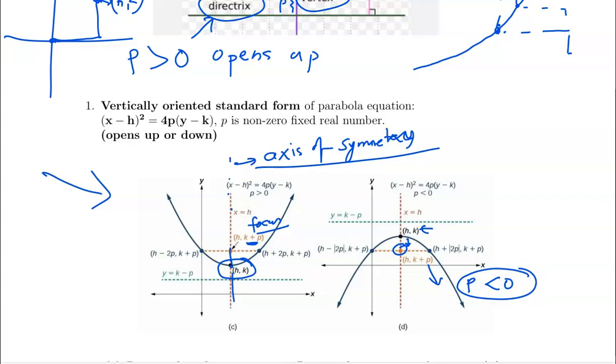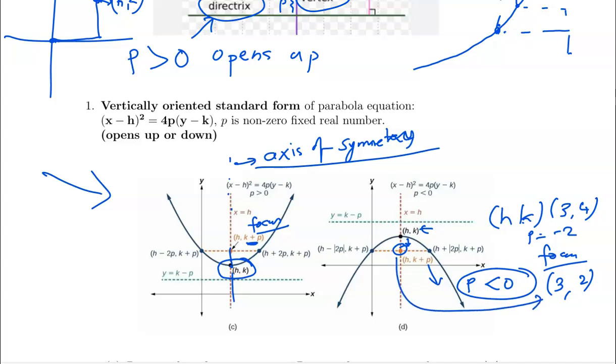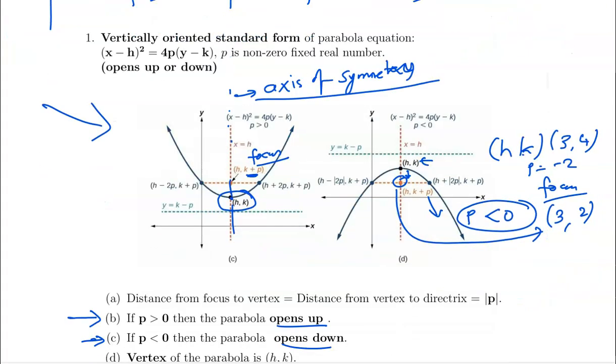So remember that. If your HK is, let's see, 3, 4, and your P is negative 2, then what is your focus? It's 3 comma 4 minus 2, which is 2. That's going to be 4 minus 2. All right, so the focus is going to be 3 comma 2. All right, let's look at the example.